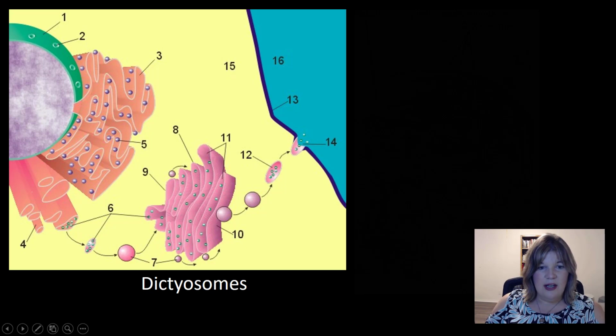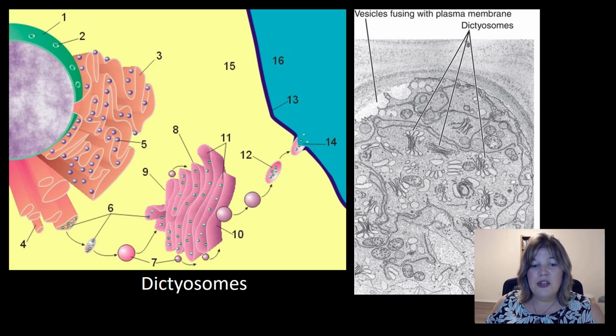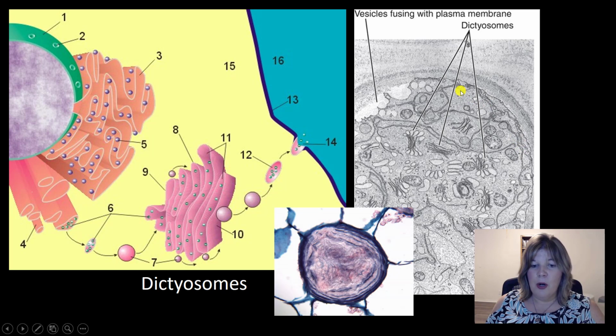A mucilage cell, like this one shown here, has a lot of dictyosomes. The fusion of the vesicles with the plasma membrane is so abundant that the plasma membrane appears scalloped. You can see the mucilage stained purple outside of this root cell.